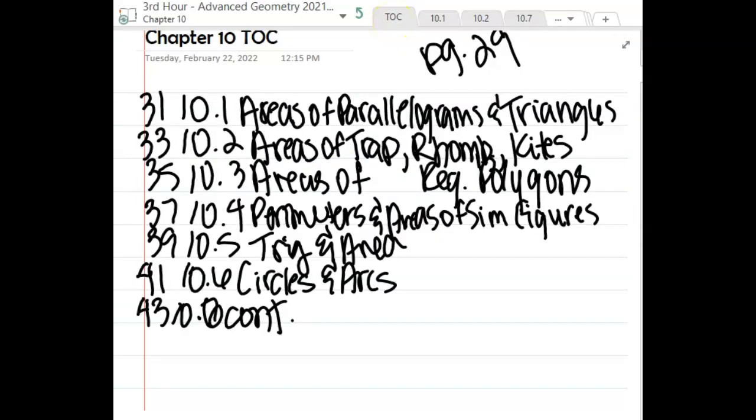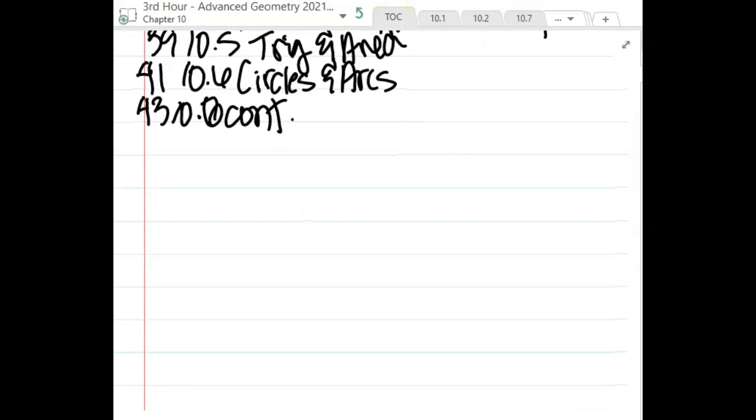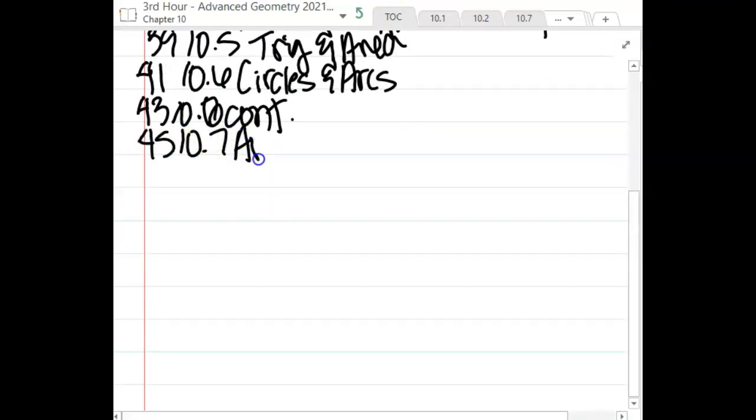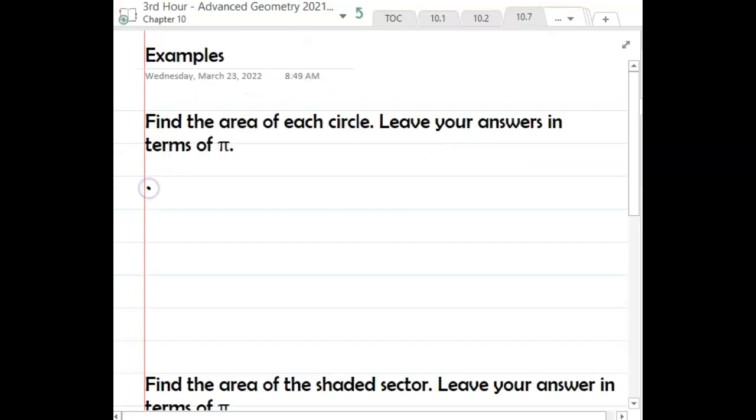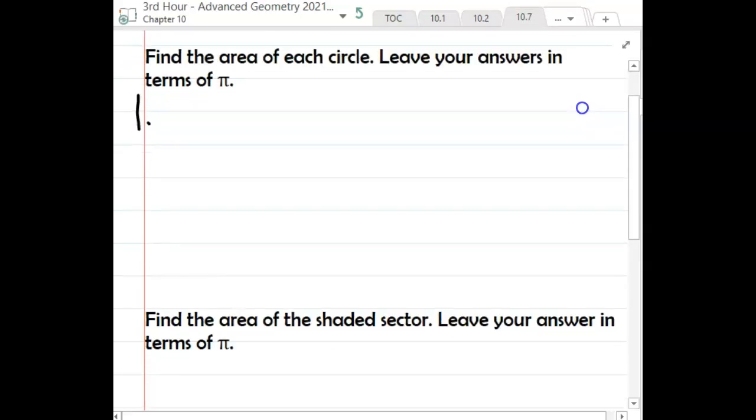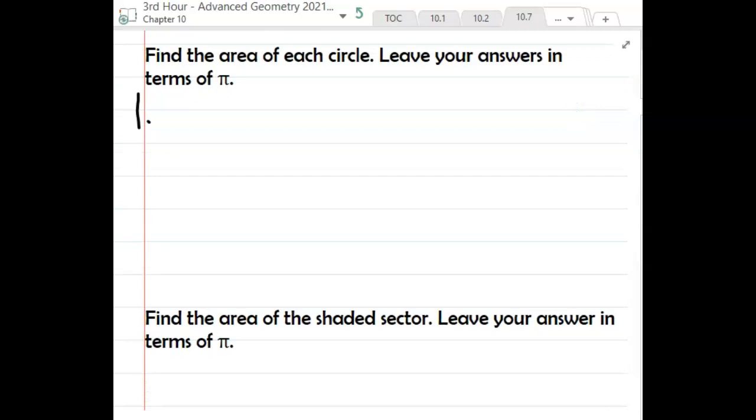Okay, let's get this glued into page 45, section 10.7, area of circles and sectors. All right, so first one is we just want to find the area of the circle, and I think most, if not all of your problems today, we're going to leave in terms of pi, so you're not going to plug that pi into your calculator.